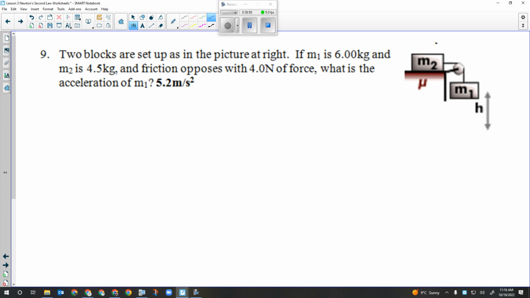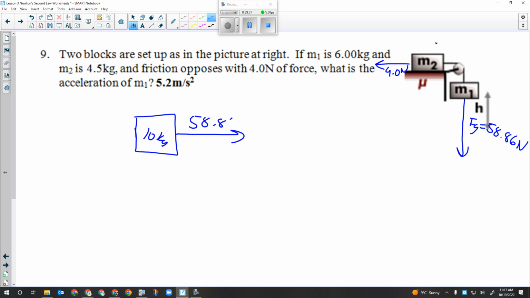So we've got our 2 blocks, okay, and they're set up like this. So if we're using this to make our free body diagram, we'd have a force of gravity here. This is the 6 kilogram block, so that'll be 58.86 newtons. And then we have a force of friction that is opposing with 4.0 newtons, so not very much compared to the force that's pulling on this. All right, so can I simplify that free body diagram? Definitely. All right, so we've got 10 kilograms, 58.86 newtons that way, 4 newtons this way.